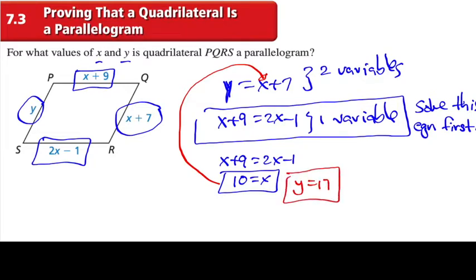And if we were to plug these values in, we see that if y is 17 and x is 10, we get 17 is equal to 17, meaning opposite sides are congruent. And if x is 10, we see we get 10 plus 9 is 19, and 2 times 10 is 20, but minus 1 is 19. Again, we get opposite sides congruent, and that makes this a parallelogram.